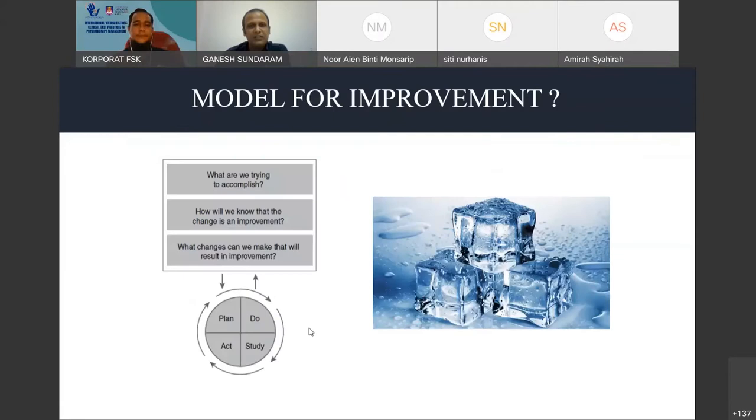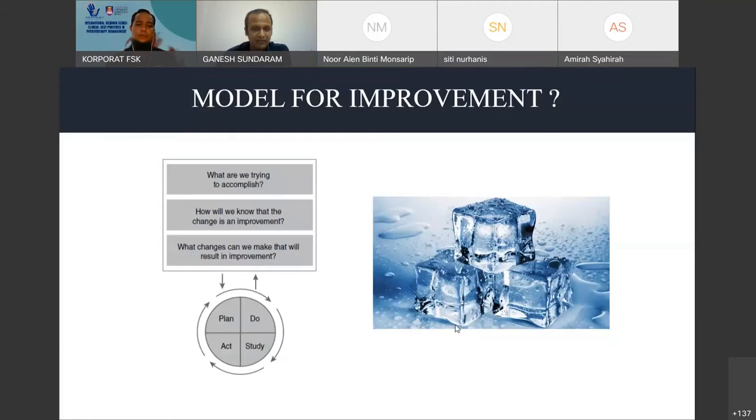So here is something called the model for improvement. I can say there are 2 perspectives. One is the patient's perspective, the other one is the therapist's perspective. Being a therapist, what do I try to accomplish? How do we know that the change is going to create an improvement for my patient? What changes can we make that will result in an improvement? So I will plan, I will work, I study, I act.